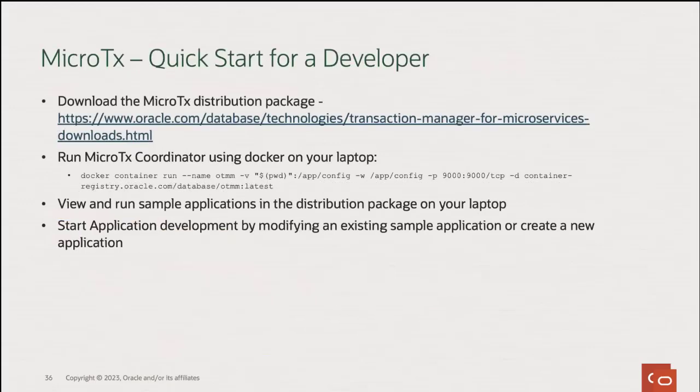These are some of the steps that a developer needs to perform to quickly get started with application development using MicroTx. The first one is to download the MicroTx distribution package from this URL. And then you can also run the MicroTx coordinator locally using Docker on your laptop. So you can just run this command as shown here. This pulls the container image from the container registry and runs it inside your Docker container on your laptop.